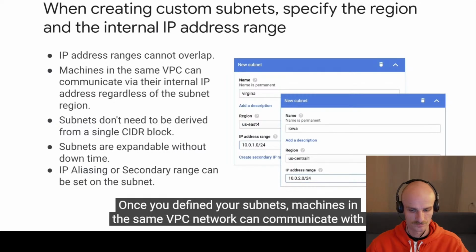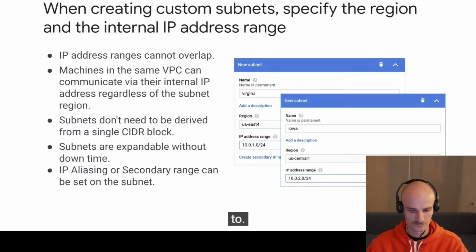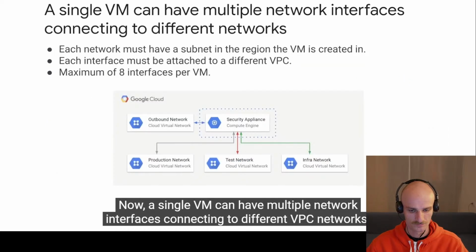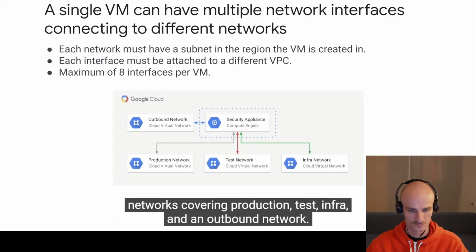Once you define your subnets, machines in the same VPC network can communicate with each other through their internal IP address regardless of the subnet they are connected to. Now, a single VM can have multiple network interfaces connecting to different VPC networks. This graphic illustrates an example of a Compute Engine instance connected to 4 different networks covering production, test, infra, and an outbound network.